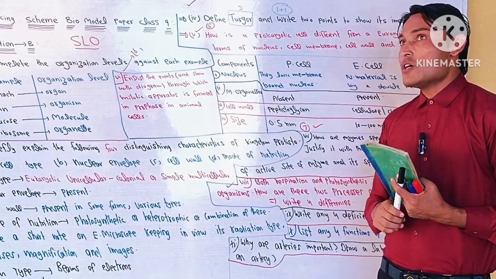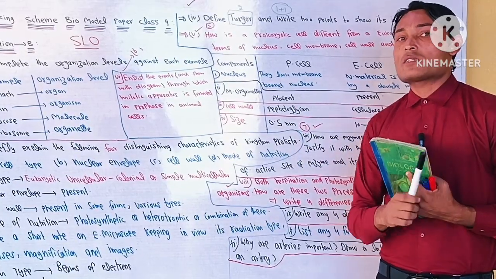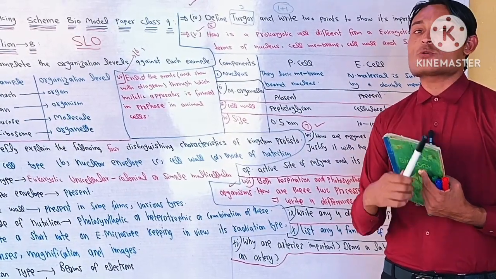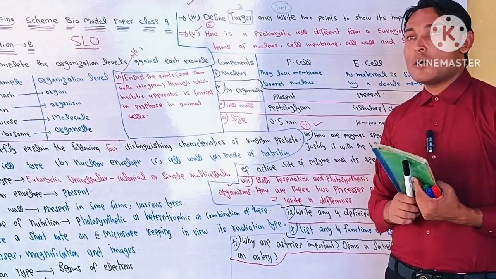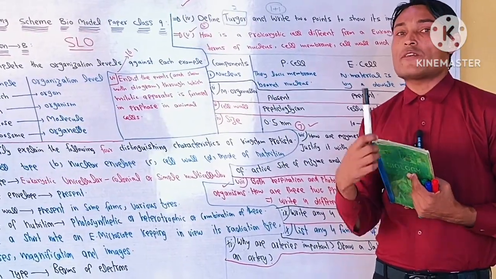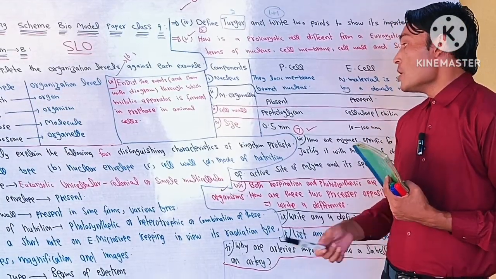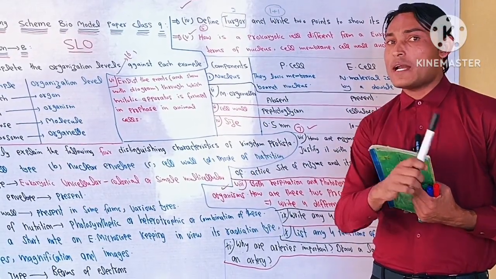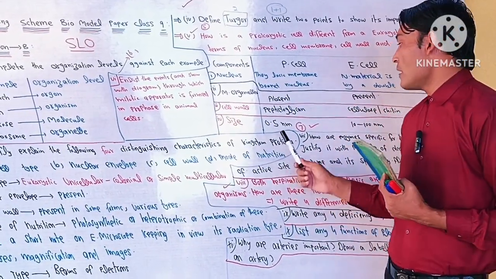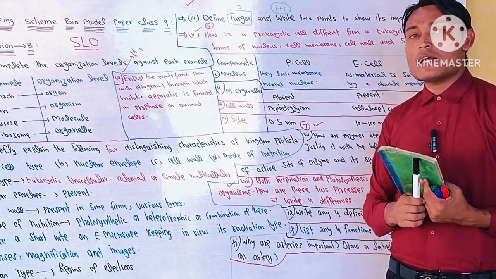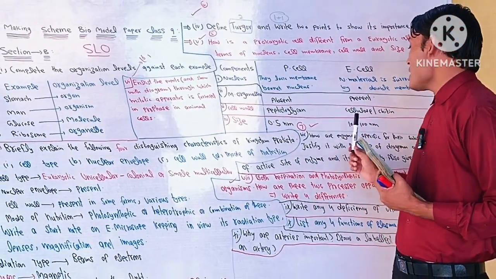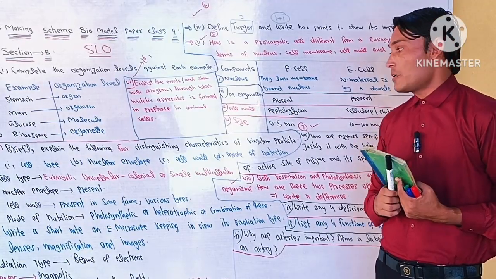Third one is cell wall. The prokaryotic cell wall is composed of peptidoglycan, which is also called murein. You have to write only a short answer here. Plant cell wall is composed of cellulose, while fungi cell wall is composed of chitin. Next one, size. Prokaryotic cells are small, about 0.5 nanometer, while eukaryotic cells are large, about 10 to 100 nanometer.